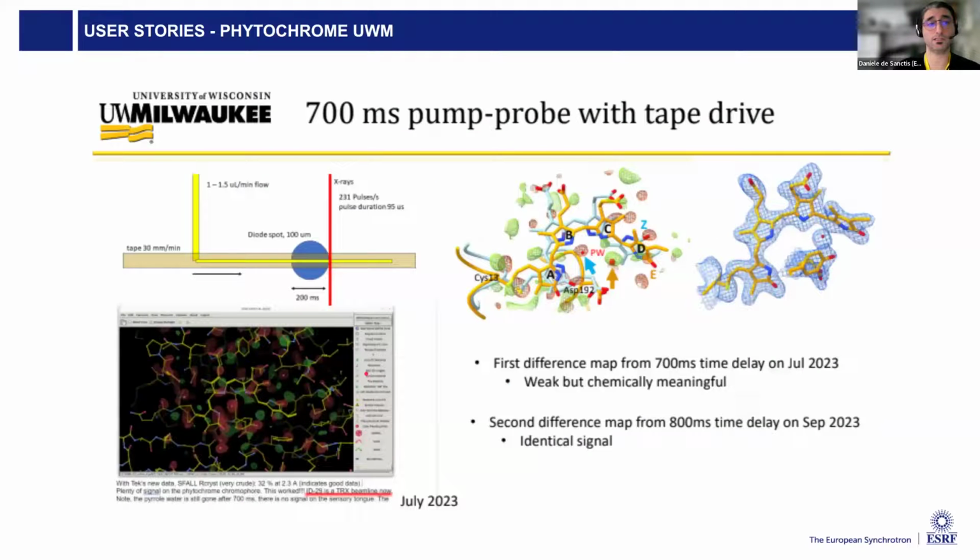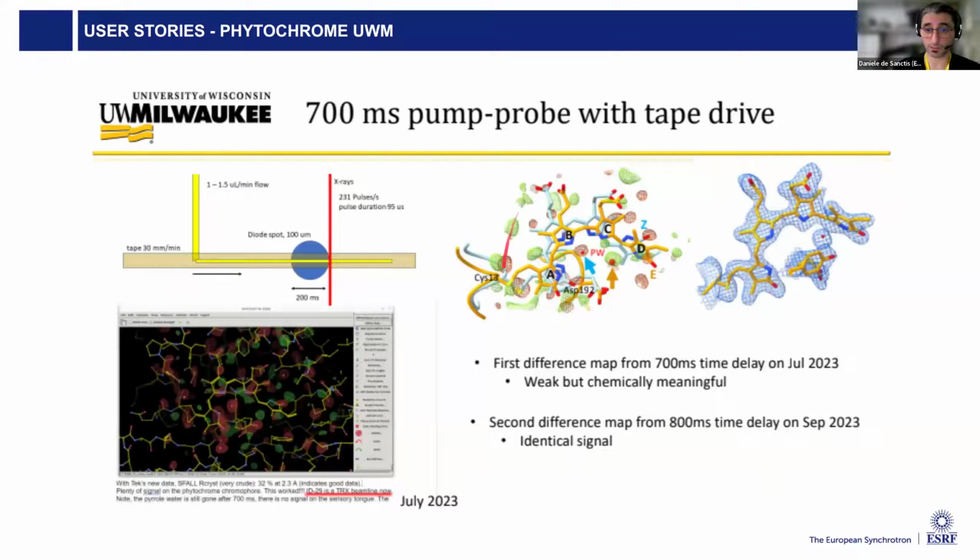In this case, we made a more exotic experiment by using the tape drive system. We were depositing the crystals on the tape, and then we were making the crystals travel across a laser spot before going to intercept the X-ray beam. And we did a few different experiments, also to do some control experiments to show that we were not producing any artifact, and that all the results were genuine.